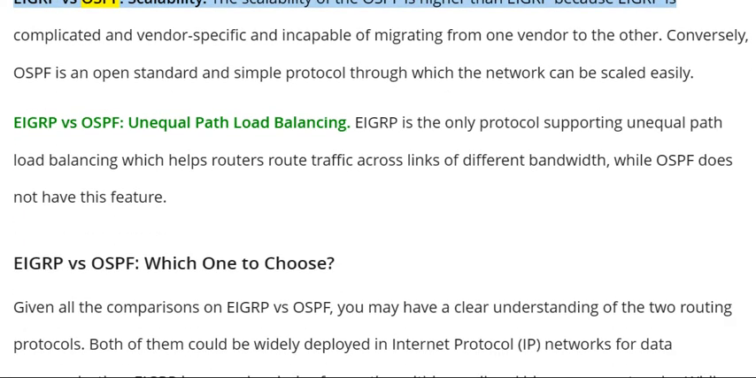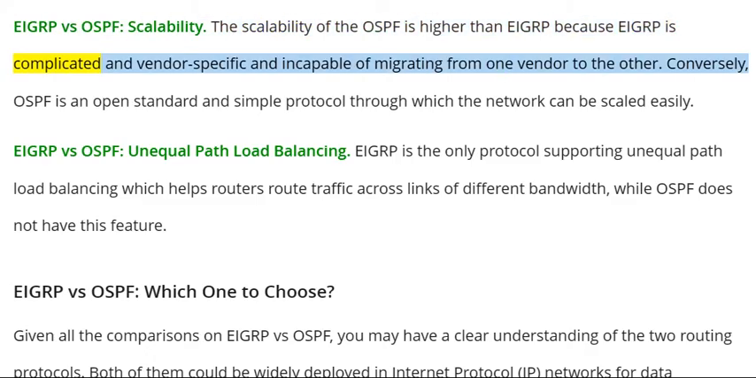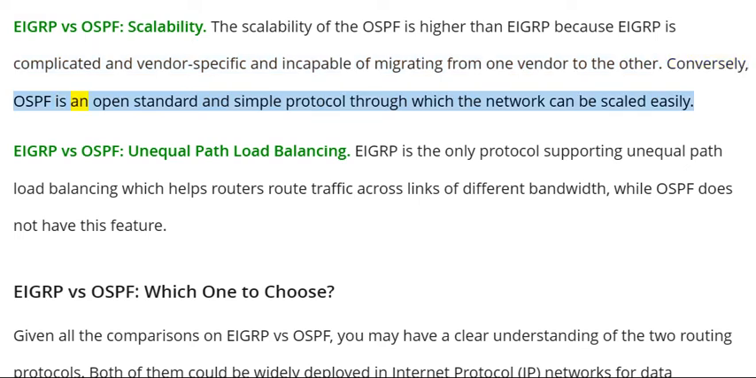EIGRP versus OSPF. Scalability. The scalability of OSPF is higher than EIGRP because EIGRP is complicated and vendor-specific and incapable of migrating from one vendor to the other. Conversely, OSPF is an open standard and simple protocol through which the network can be scaled easily.